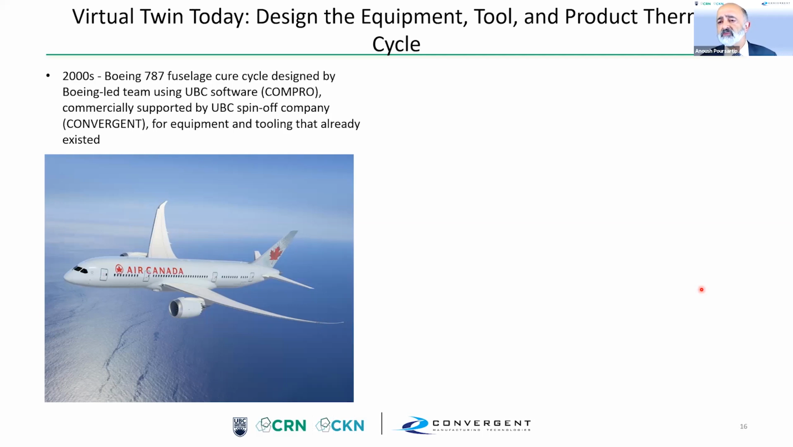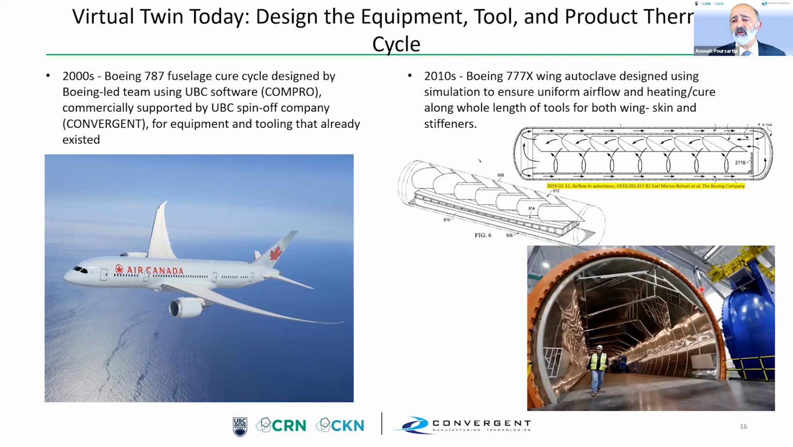If we fast forward some 10 years, what we find is that things have progressed quite a bit. Whereas with the 787, the autoclave and the tooling already existed, and what was left was designing the process cycle for the part. With the 777X, Boeing took it one step further, and they used CFD simulation as well as COMPRO simulation to design not just the part, but the tooling and the autoclave. And as a result, they designed a very efficient axial flow autoclave, which they actually patented. And now you have an ability to systematically, reliably cure a 30-meter long wing in a very efficient manner.